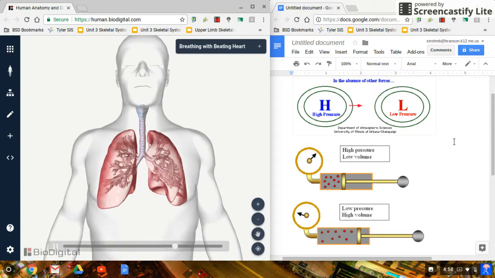The other thing we need to understand to fully understand how your lungs and your diaphragm are going to work together to allow you to breathe is the idea of Boyle's law. This is a gas law that was described before the ideal gas law, and it is going to show how pressure and volume are linked.